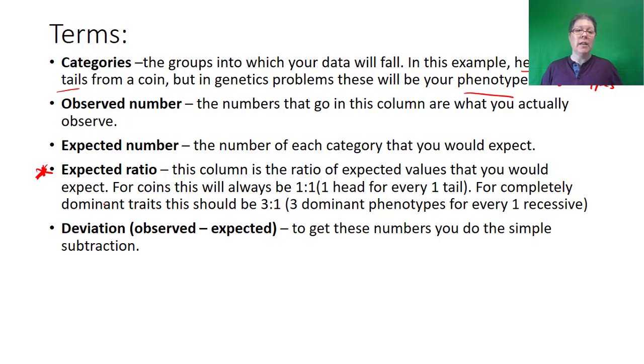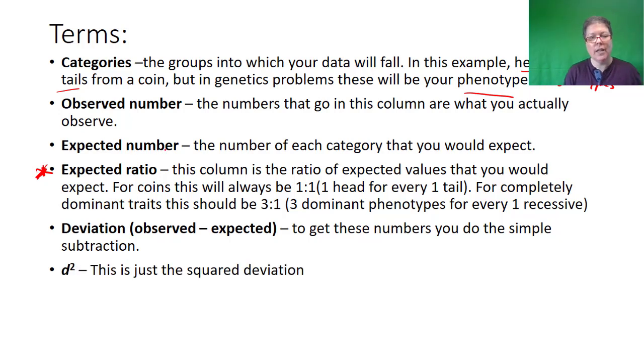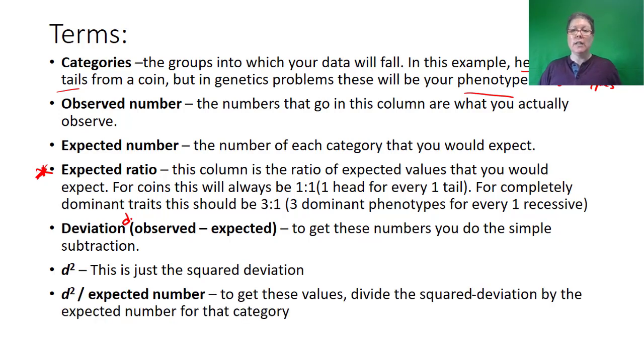Deviation. Right? Your deviation is your observed minus your expected. Just do simple subtraction. And then deviation squared. Right? So deviation is a little lowercase d. D squared, or deviation squared, is just a squared deviation. And then we have your d squared divided by your expected number. Right, so to get these values, you're going to divide your squared deviation by the expected number for that category.